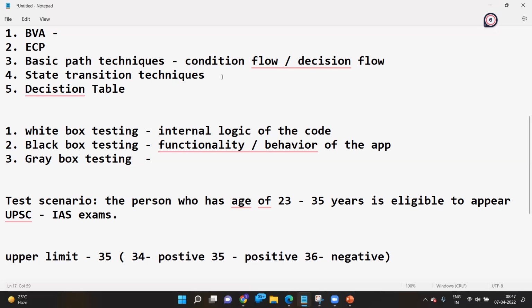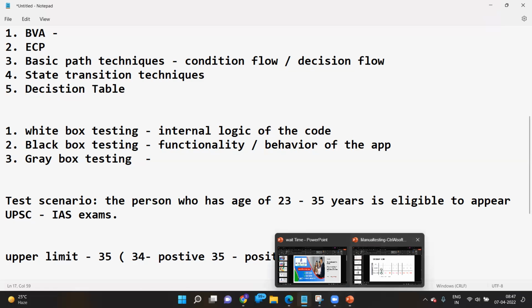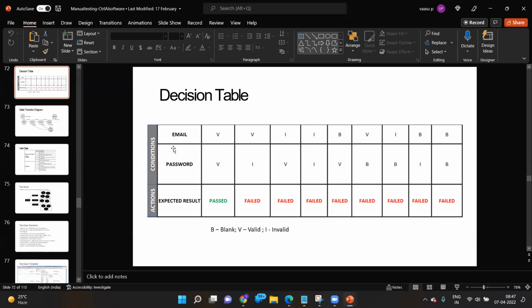Then coming to the decision table, where we test the application with different combinations of test data, both valid, both invalid, one valid and another invalid. See here we have taken only 2 inputs, but suppose you have 10 inputs, imagine how complex it is. Here we have taken only 2 inputs, 2 conditions. One is email, and another one is a password.